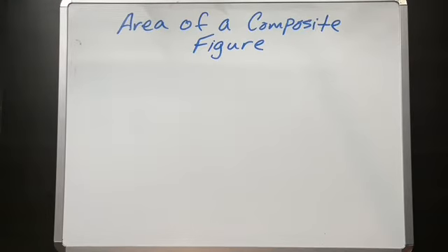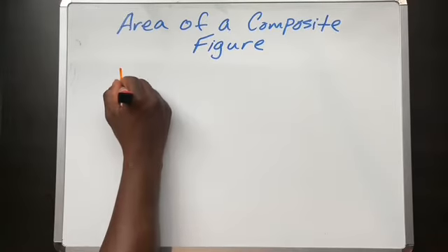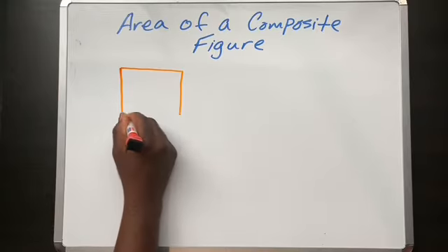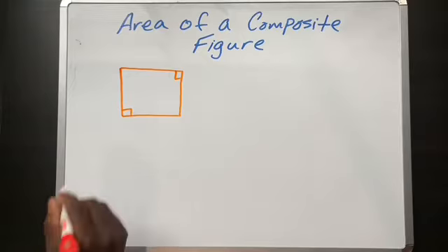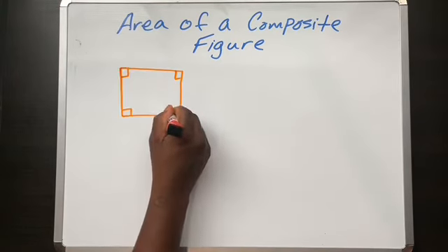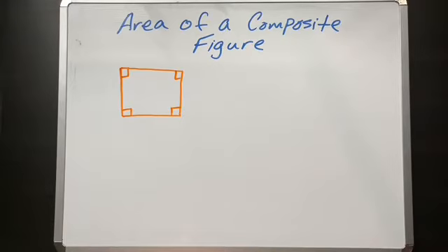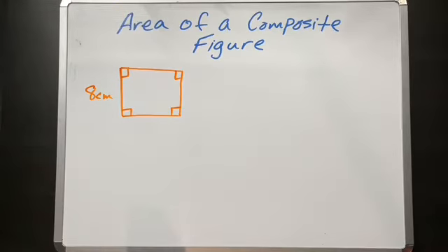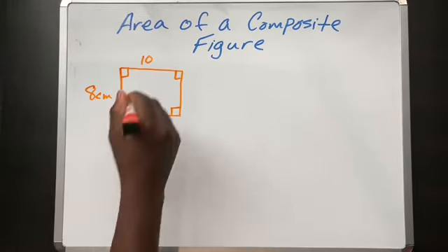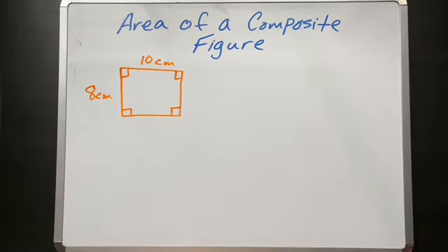Let's see here. Choose some different colors, mix it up. So let's say we have a figure that looks like this. I'm putting this here to imply that there are right angles, quadrilateral, four-sided figure, and we have 8 centimeters here and 10 centimeters there. So this makes this a rectangle, not a square. A square has all sides that are equal.